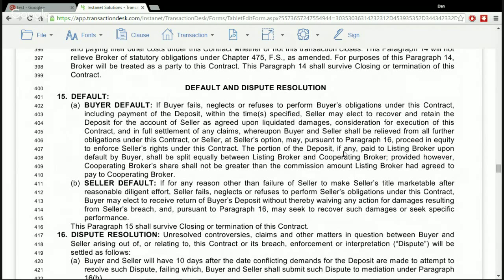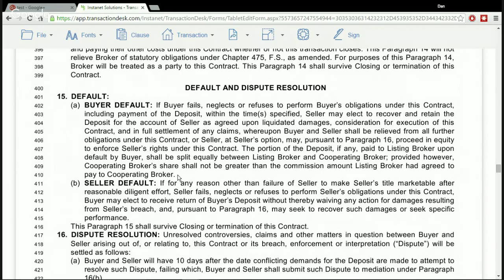So here's an interesting point. The portion of the deposit, if any, paid to listing broker upon default by buyer shall be split equally between listing broker and cooperating broker, provided, however, cooperating broker's share shall not be greater than the commission amount listing broker had agreed to pay to cooperating broker. So what does that mean?